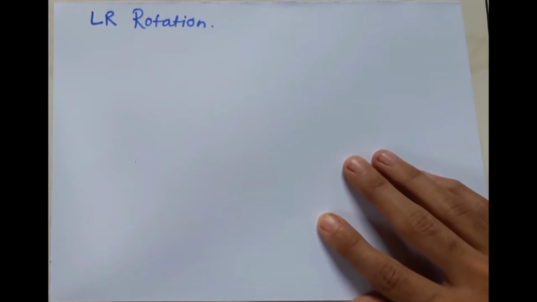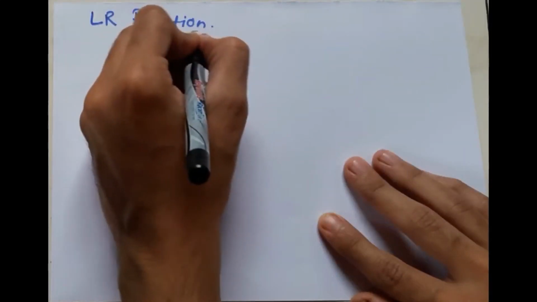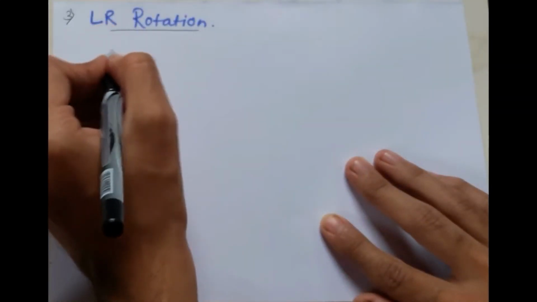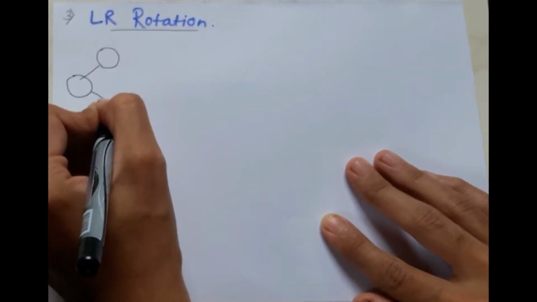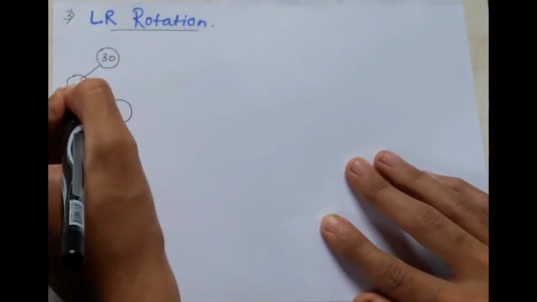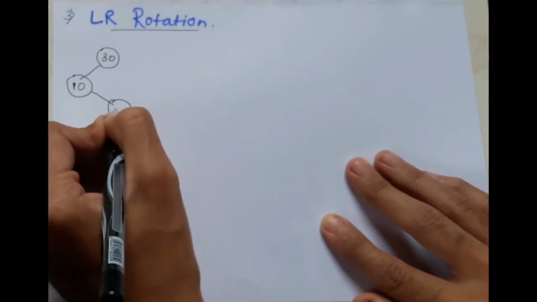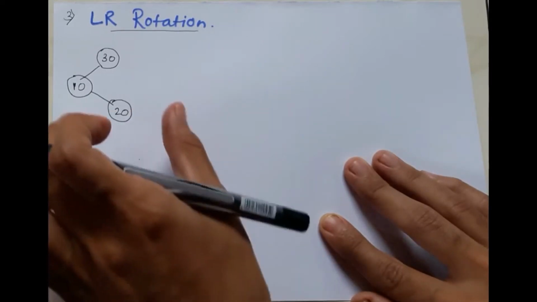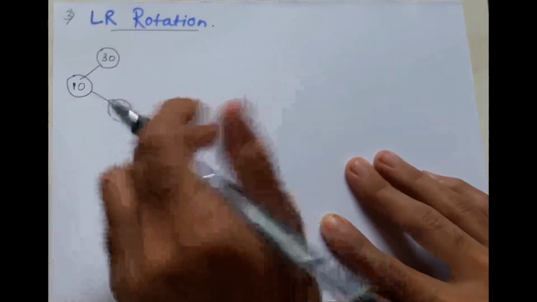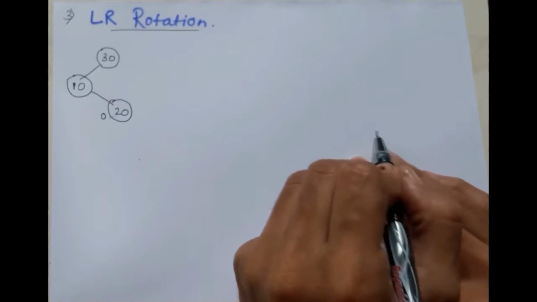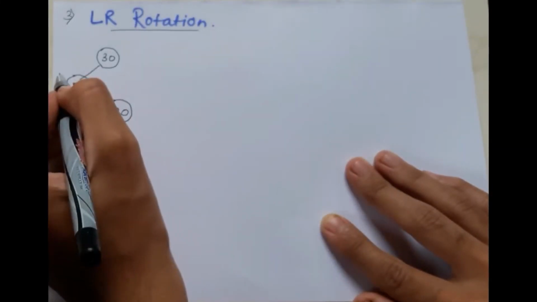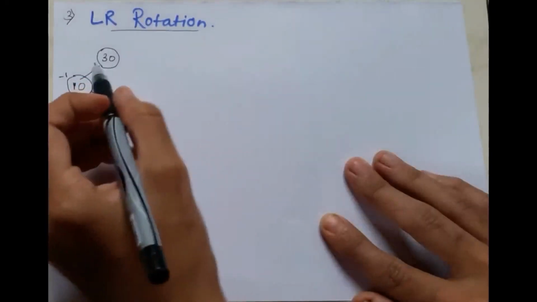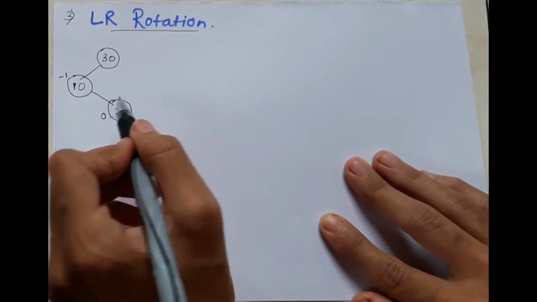Now the third type of rotation is LR rotation. Okay. Suppose this is the tree given to you. Like this. Okay. Now first thing what we'll do, we'll check the balance factors for each node. Balance factor for this is 0 because 0 minus 0 is 0. For 10 it is 0 minus 1. And for this 2 minus 0.